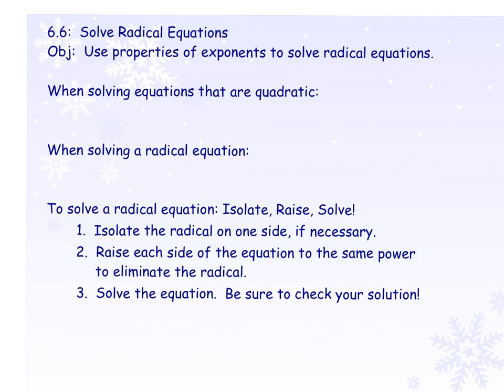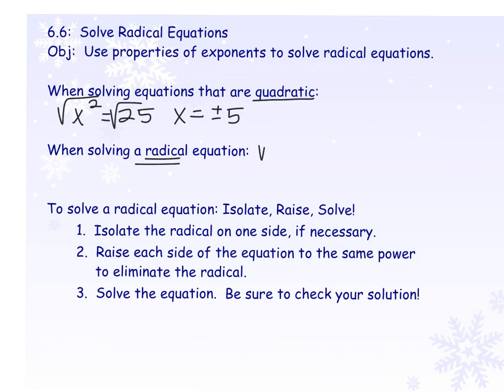Our final lesson in Chapter 6 is solving radical equations. We're going to use properties of exponents to solve, and we check for what's called extraneous solutions. Now, when we used to solve equations that were quadratic, something like x squared is equal to 25, we would solve by taking the square root of each side, and we recognized that we had two possible solutions, plus or minus 5. But when we solve a radical equation, we have to be careful with the type of index.